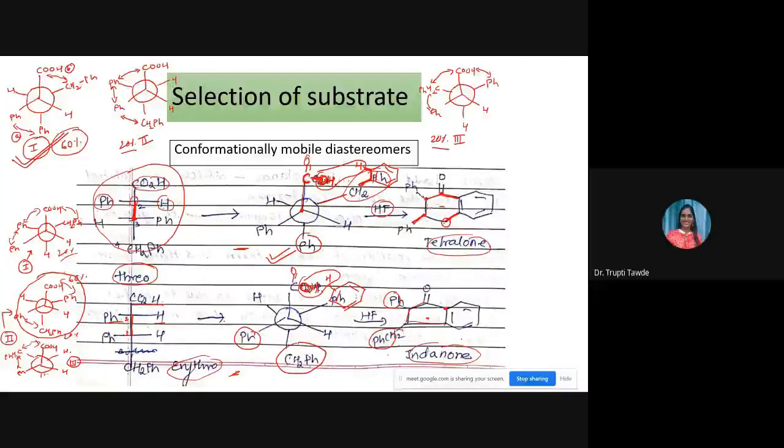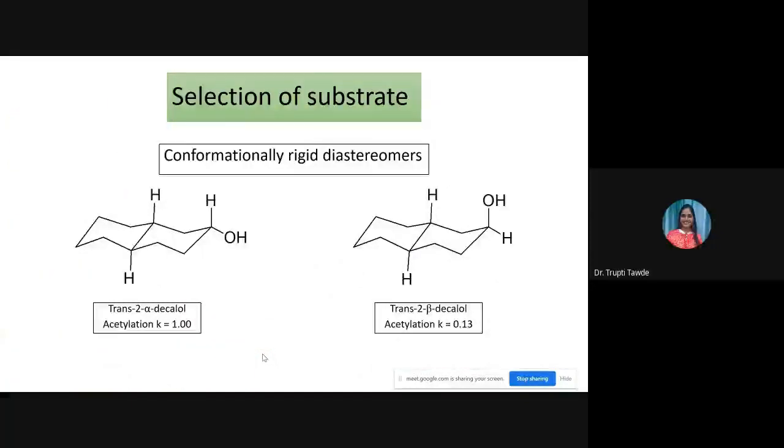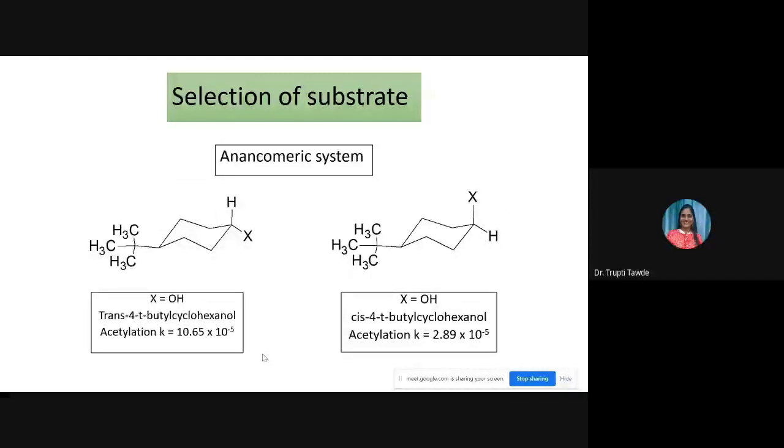ये हो गया dynamic stereochemistry. We are relating the stereochemistry of the starting material with the product. But how we have decided it? By selecting a substrate which is having the highest population. Okay, only the substrate having the highest population is to be considered. Again, I'm repeating, if you can have a conformationally rigid system, then take that for the study. If you can make it rigid, then it is called as an anancomeric system. We can use that for study.